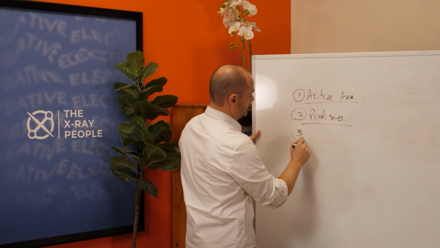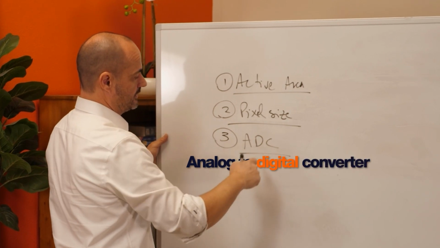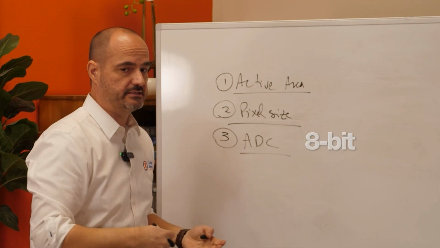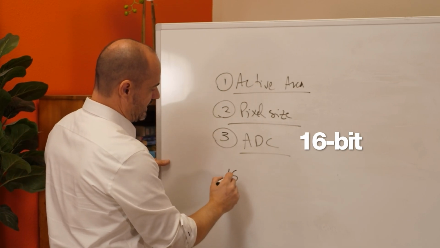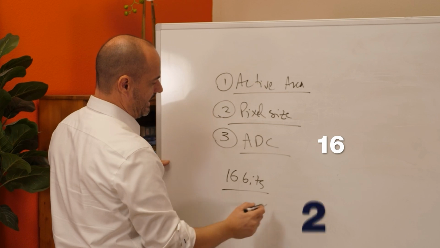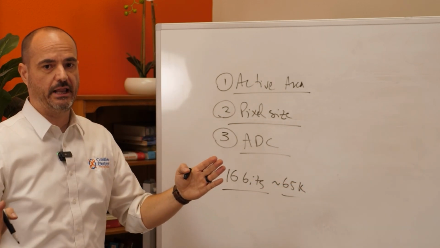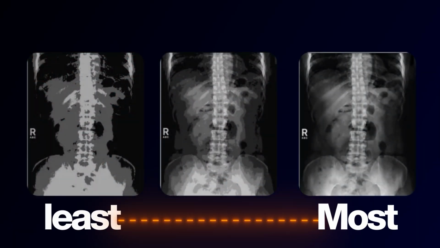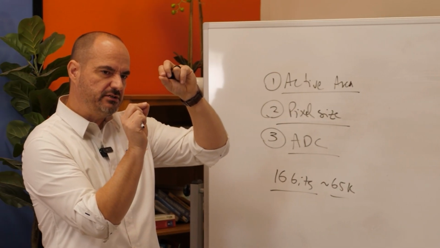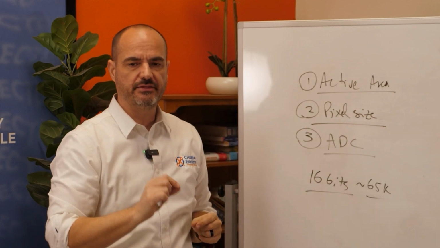The next parameter we're going to talk about is the ADC. This is the analog to digital converter. A lot of people are familiar with 8-bit, 12-bit, 14-bit, 16 bits, right? Most detectors we use today are 16 bits, meaning that you have 65,000 gray scales between white and black. And the more shades of gray you have between black and white, the better, finer-tooth comb you have to separate features within that sample.